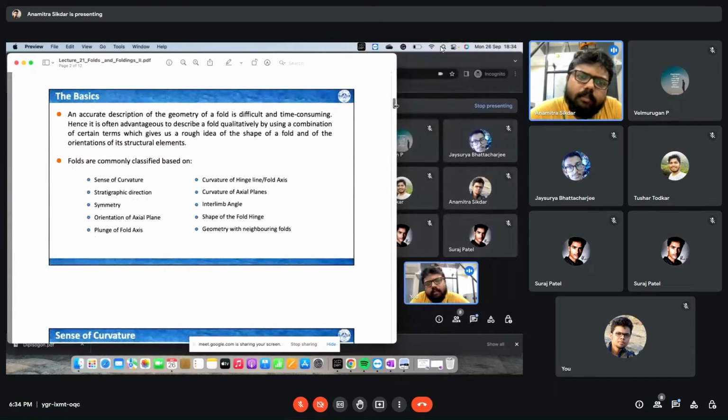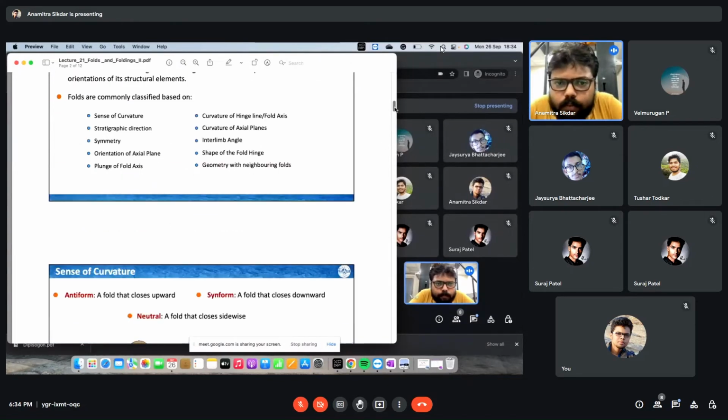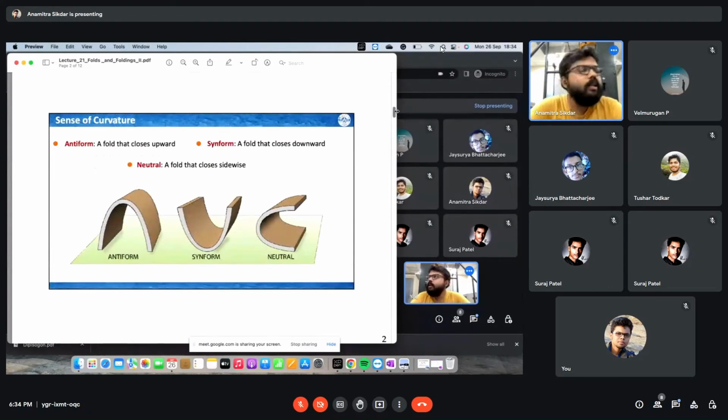Folds can be classified based on a lot of things, like stratigraphic direction, which is basically the younging direction, then symmetry, the orientation of the axial plane, and all those things. If you want to remember those things, you can practice by making a sketch of the fold you are referring to, and alongside it you just write the name of the fold.